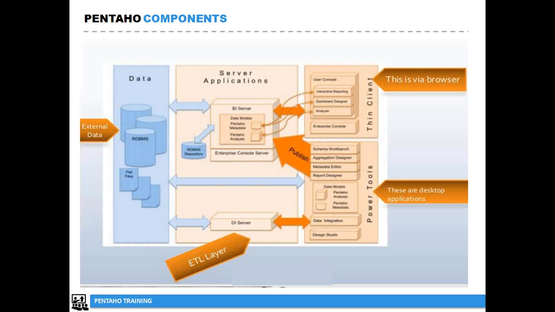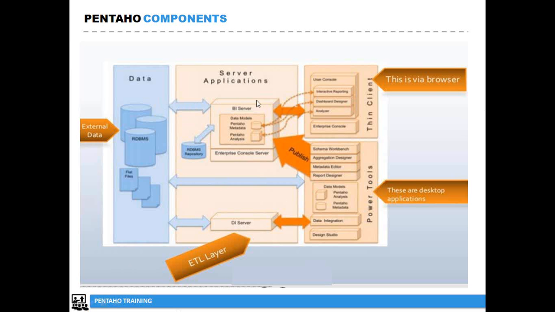So this is a high-level view of the components which are used by Pentaho. There are 4 different layers. The first layer is data, which is my external data from where I'm extracting the information. Basically, these are OLTP transactions. It can be in the form of flat files, RDBMS, or any other source like XML or web services. So we extract the data and populate it.